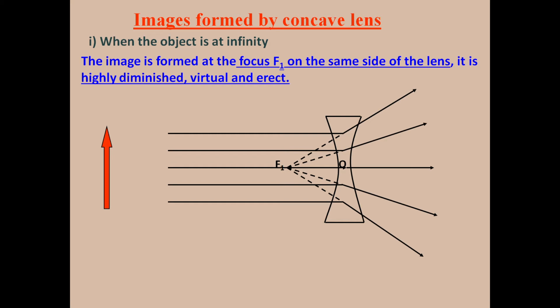And as the refracted rays are not meeting actually, they appear to come from the point F1. They appear to join at point F1. Therefore, the image formed will be virtual and it will be erect. And of course, it is very small, just like a dot. You can see the size of arrow. It is big, whereas the image is of small size.